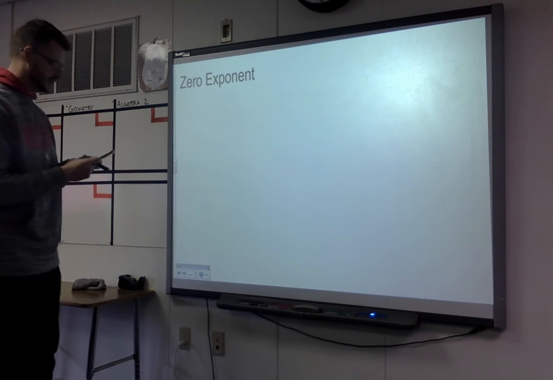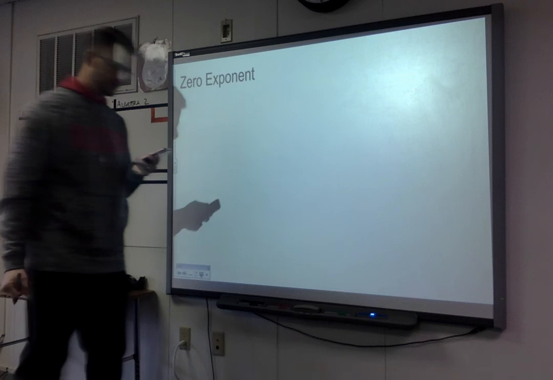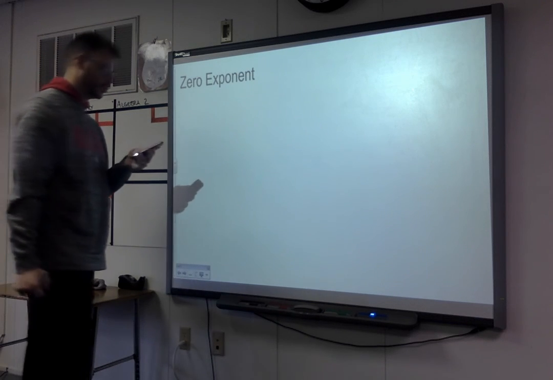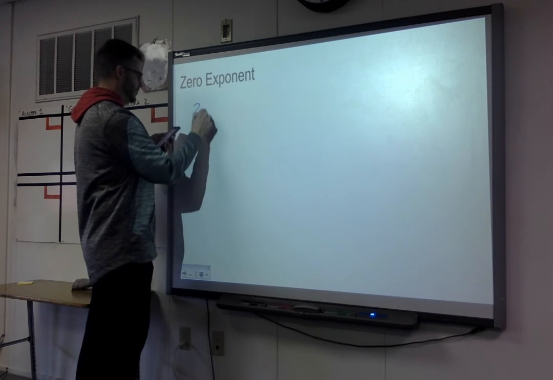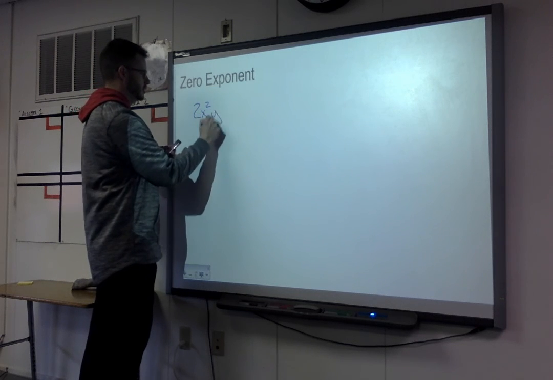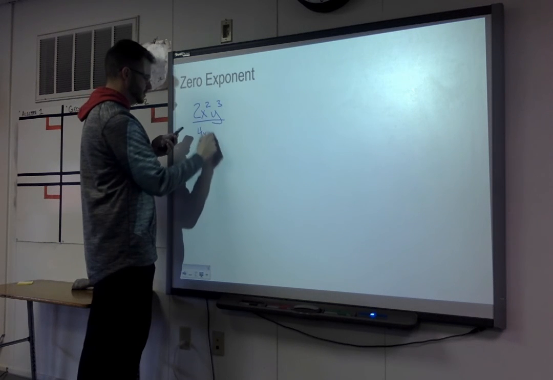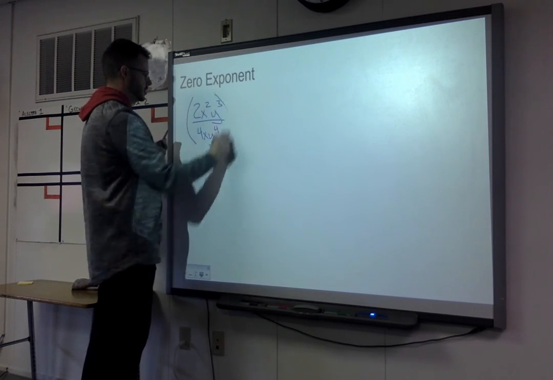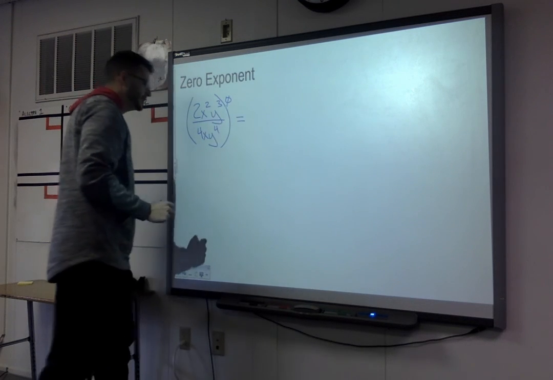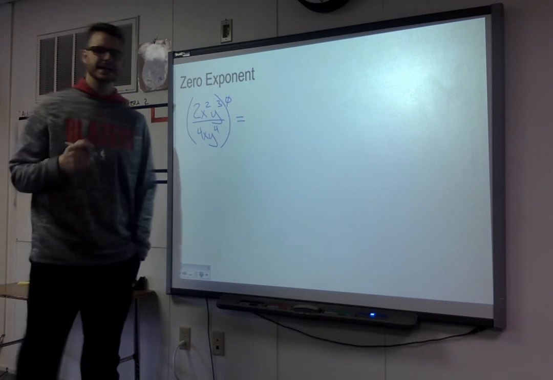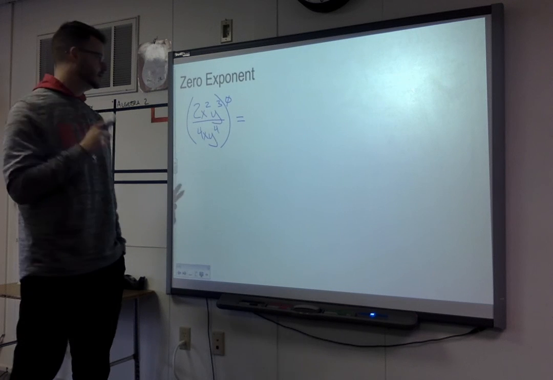Next, we have the 0 exponent. As it says in your notes, any number or variable to the power of 0 is 1. So in this case, the first example we have there, 2x squared y cubed over 4x y to the 4th, all raised to the power of 0. Now in this case, like I said before, any number or variable raised to the power of 0 is 1.